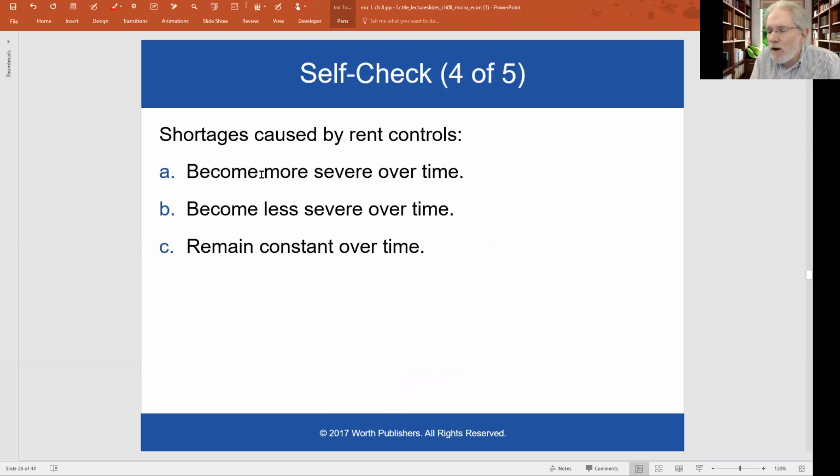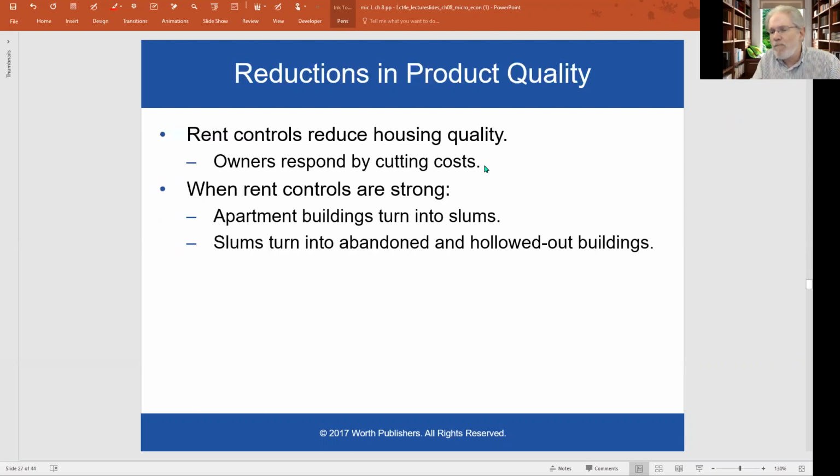All right. So shortages caused by rent controls, which is correct, they become more severe over time. Okay, most things in an unconstrained market, you have a problem, and then they will get better over time as people are adjusting. But when you have rent control or other types of price controls, the problems get worse over time. Rent controls reduce housing quality.